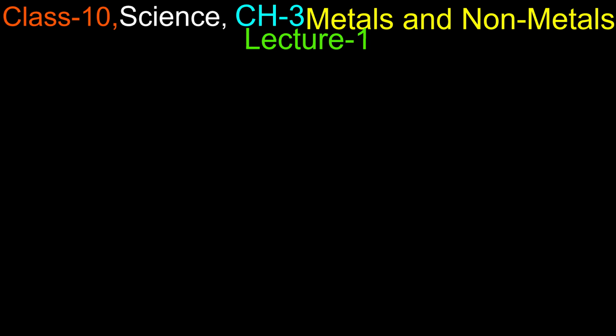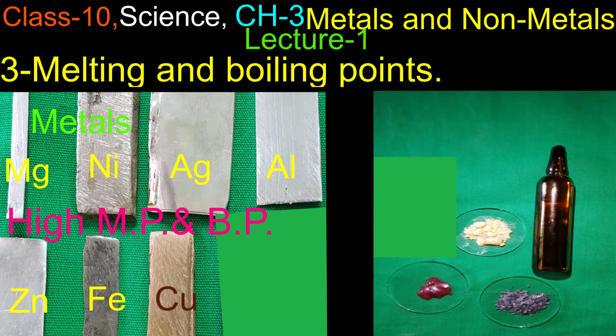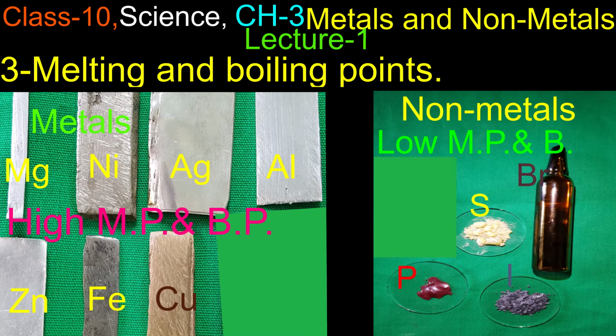Next physical property, at number 3, I explain to you about melting and boiling points. Most of the metals have high melting and boiling points. Non-metals usually have low melting and boiling points. Carbon is an exception that has very high boiling point as well as melting point despite being a non-metal.